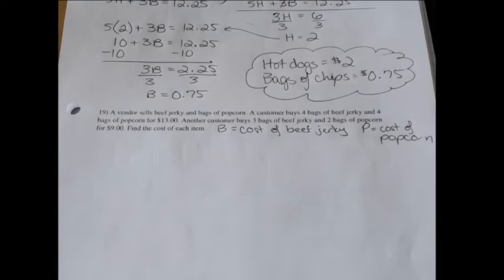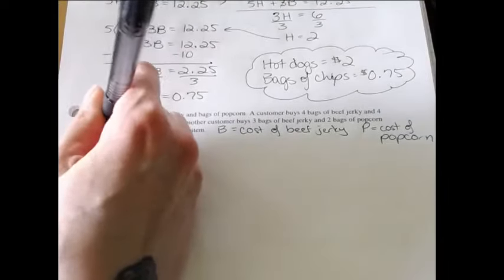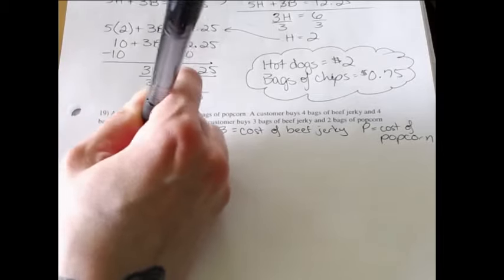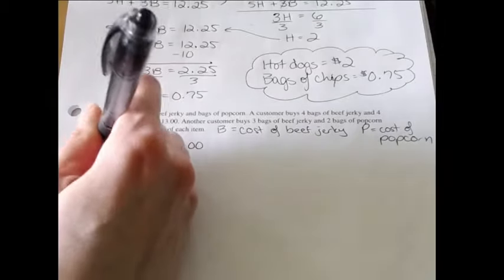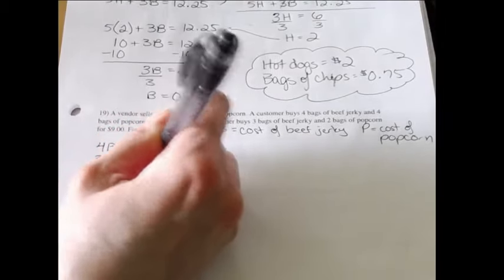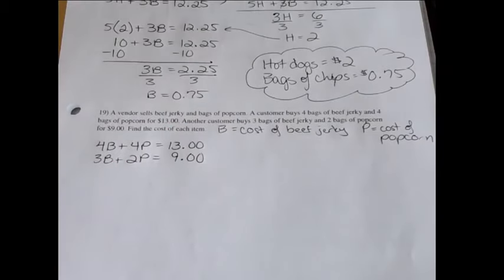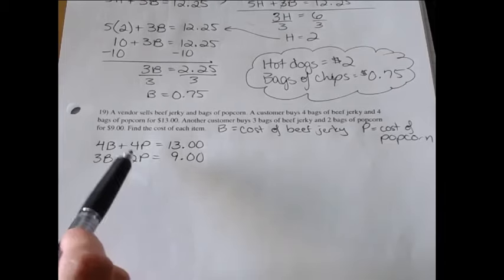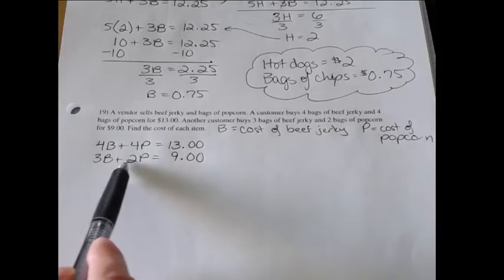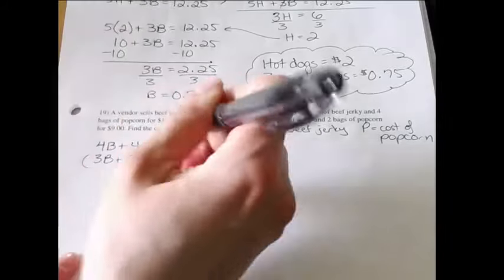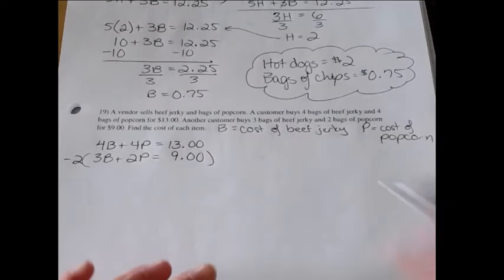All right, let's see the results. We've got some answers coming in, which I love. So let's take a look and see how this goes. So we have 4 bags of beef jerky and 4 bags of popcorn sold for $13. And then we have 3 bags of beef jerky and 2 bags of popcorn for $9. You could choose to eliminate either B or P. In this case, I'm actually going to choose to eliminate P since this is already a positive 4P. So I can easily turn this into a negative 4P by multiplying the second equation by -2. So hopefully you guys are okay with that.